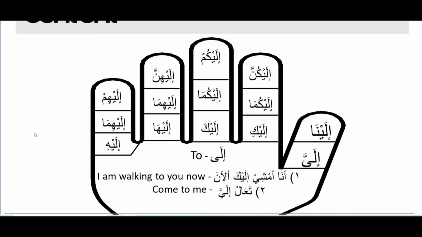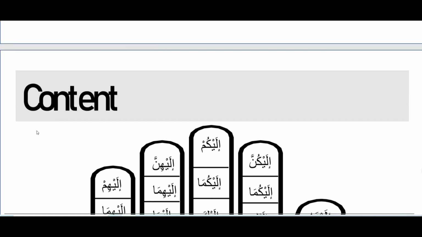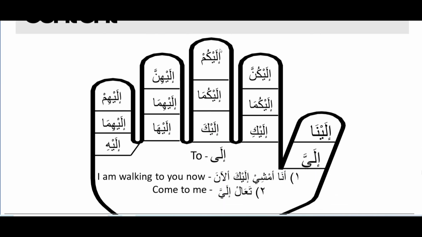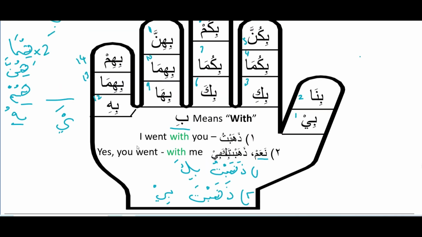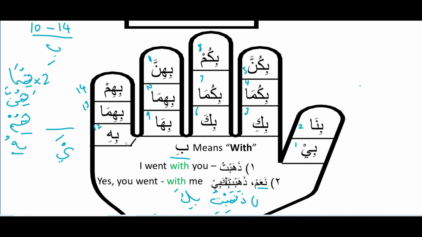Okay, I think we stop here. Any question? I think next session we'll discuss ila. This one is with the ya. So just take note for these 5 dhamir. The reason why they are in the kasrah state is because the ba itself has a lower vowel, which is kasrah, so it must follow. It has to be in the kasrah state also. Any question on this part?